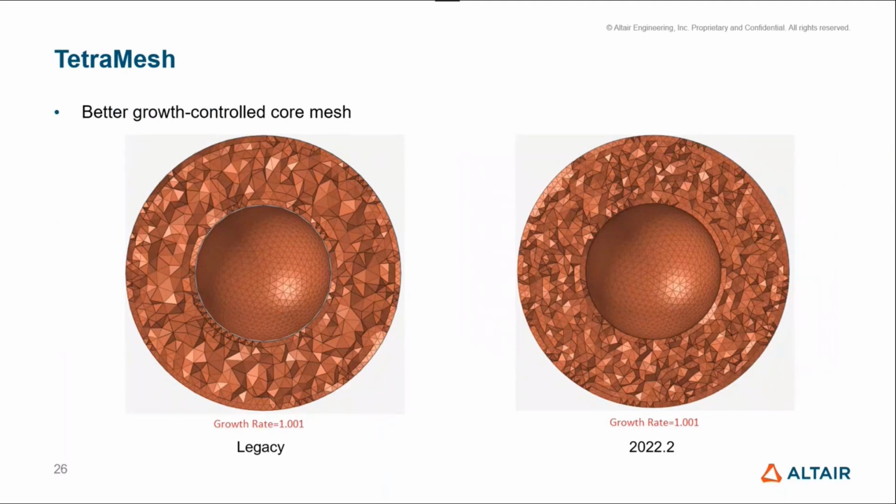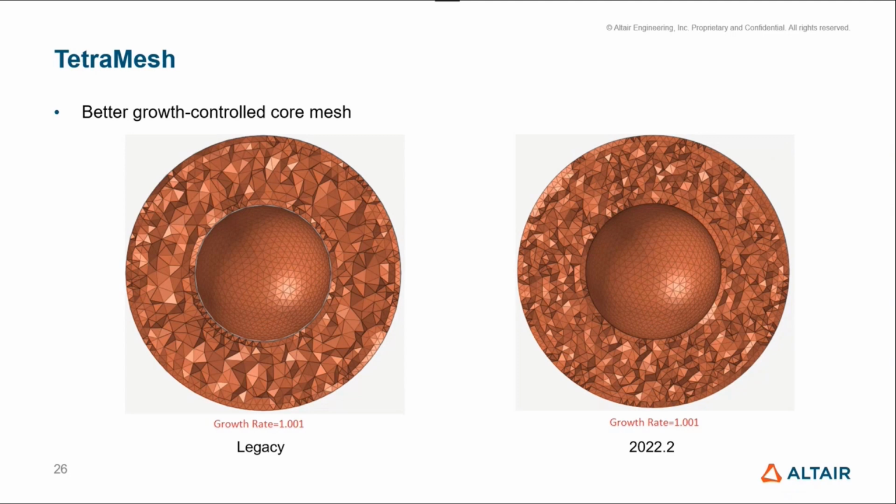The next one is, in the legacy version we had trouble whenever we had a growth rate less than 1.3. Still, in the core the mesh used to grow more, and we used to get a larger size in the core. So with the latest versions, we improved the capability to not allow growing whenever you have a growth rate close to 1.